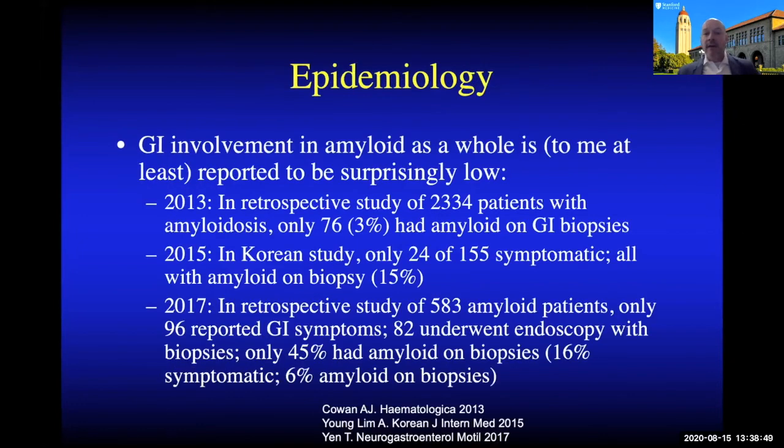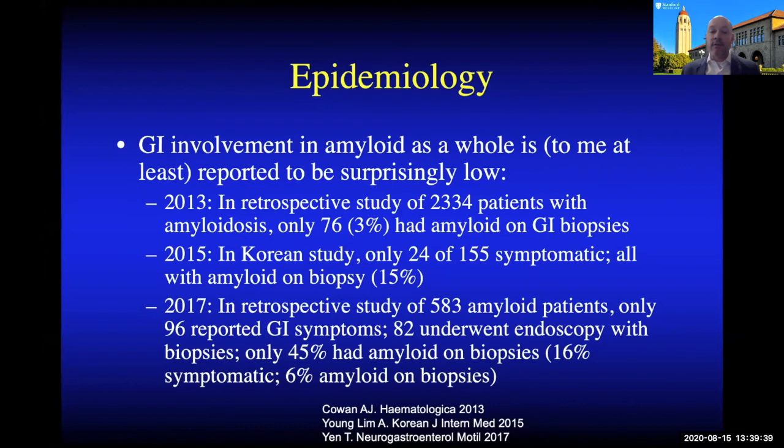Now, if we step back and look at how often we find amyloid with the gut, and what we know about gut involvement with variants specifically, there's some interesting literature that does emerge. The first to me is that gastrointestinal involvement with amyloid, where it's biopsy proven, is surprisingly low. In 2013, there was one study that looked at over 2,000 patients, and only 3% of them were found to have amyloid with GI biopsies. Now, to be fair, not all of them underwent endoscopy, and if everyone was getting endoscopy, the yield may have been higher. But this was still lower than I would have thought.